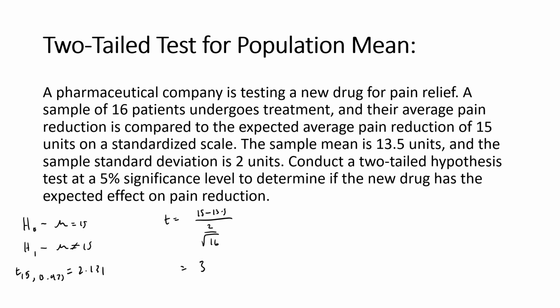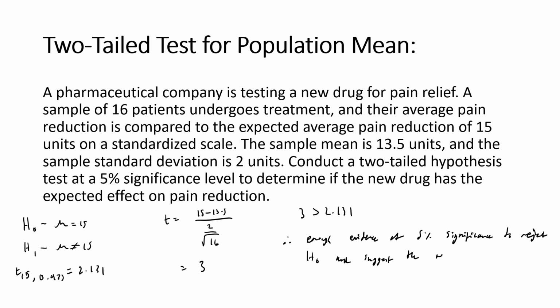Since 3 is greater than 2.131, therefore enough evidence at 5% significance to reject H0 and suggest the new drug does not have the expected pain reduction value.